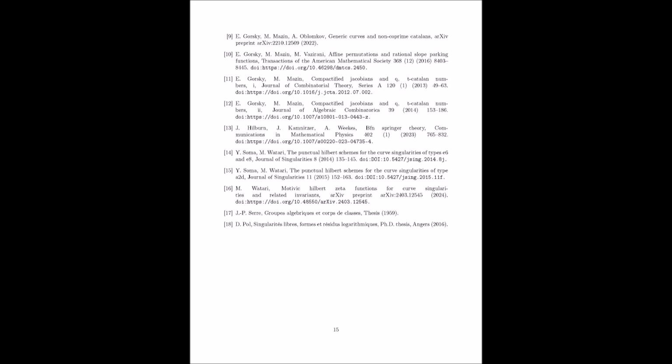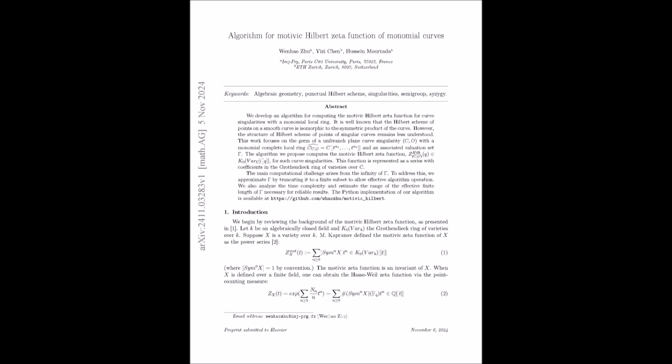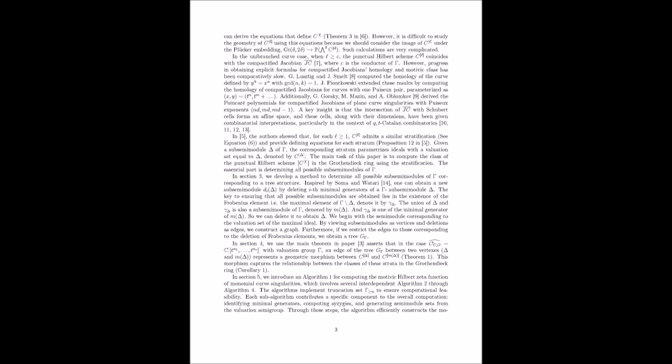For instance, the source material gives a concrete example of this tree structure for a singularity of type E6. It's a bit too complex to describe verbally, but you can see how this tree visually represents the relationships between the different subsemi-modules. I'm looking at the diagram now, and even though it's intricate, I can see how each node and branch corresponds to specific subsemi-modules and their connections. This tree structure seems to be a powerful tool for understanding the punctual Hilbert scheme. But how exactly do we use it to compute the Motivic Hilbert Zeta function? That's a question I'm eager to explore further, and that's exactly where we'll pick up in the next part of our deep dive.